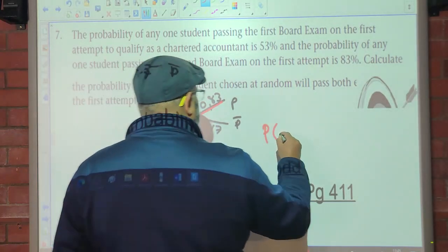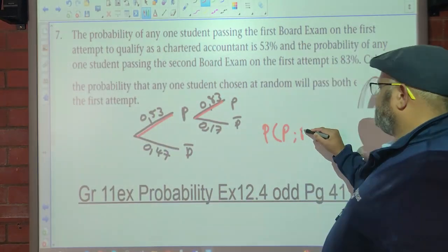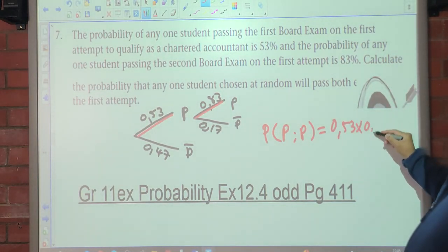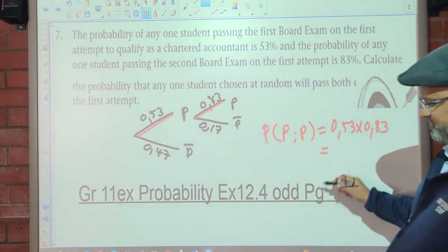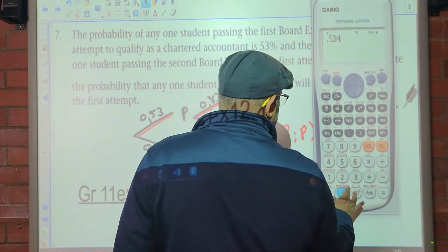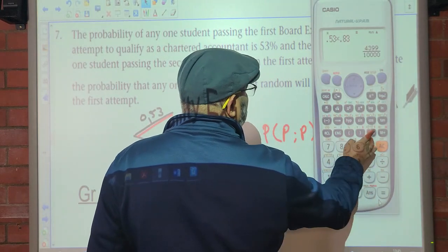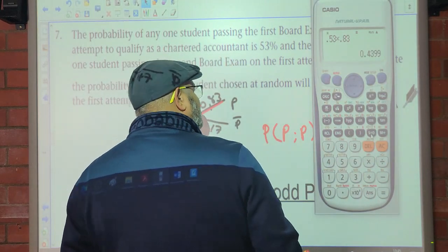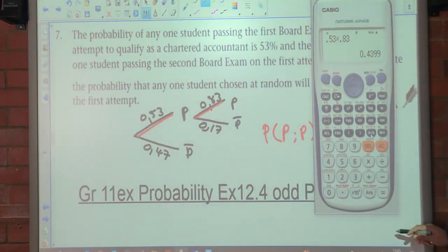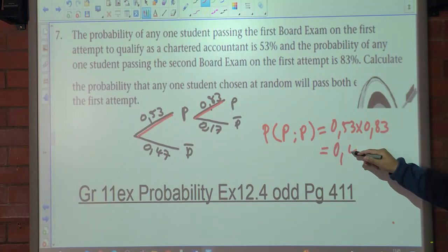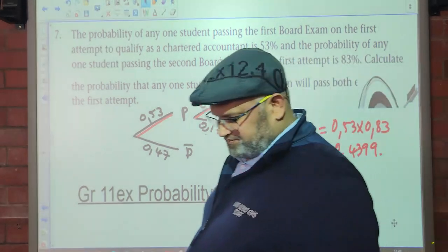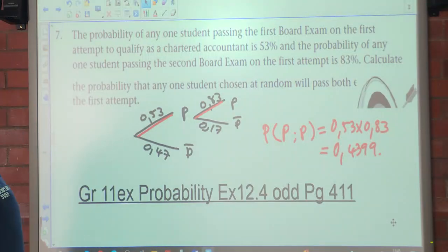So the probability of PP is going to be 0.53 multiplied by 0.83. 0.53 multiplied by 0.83 gives you 0.4399. Check if that's correct. 0.4399. Okay. Any confusion there?